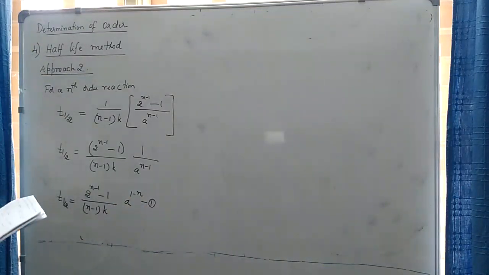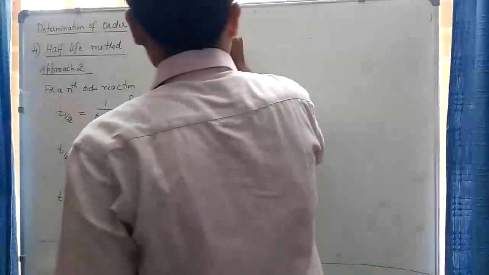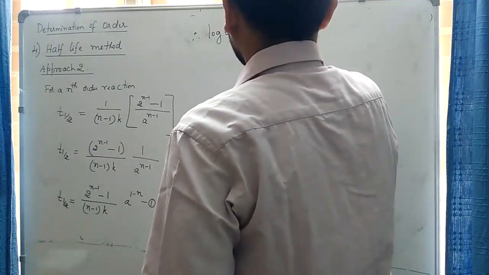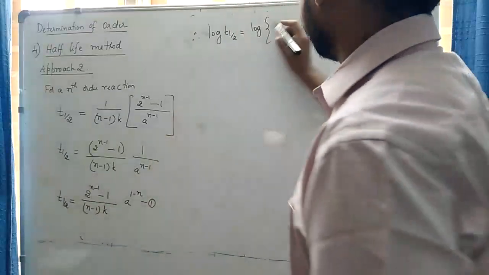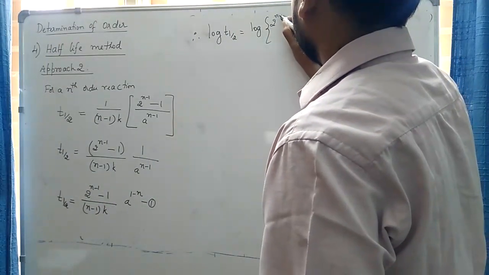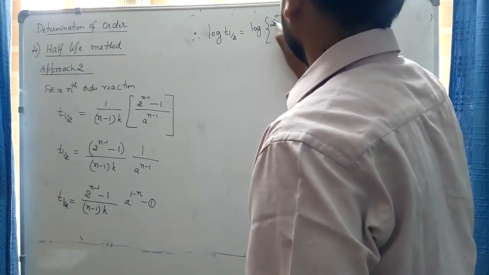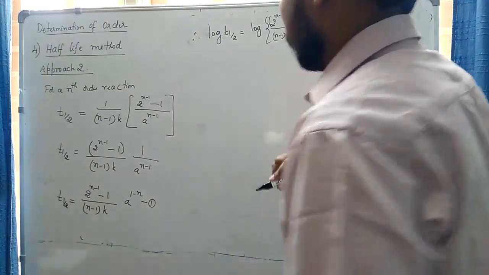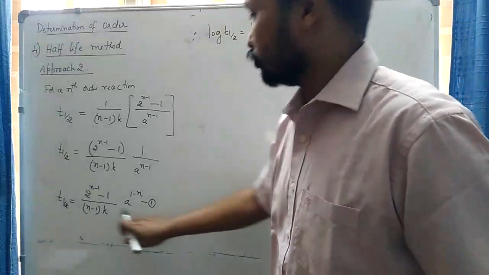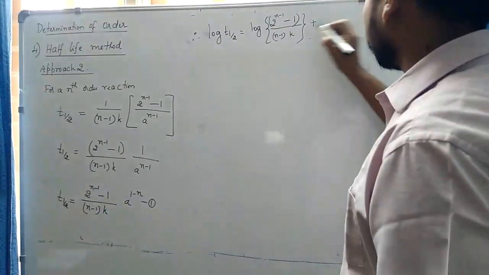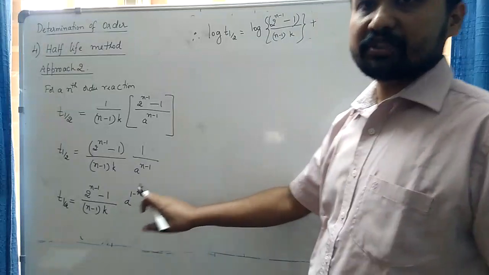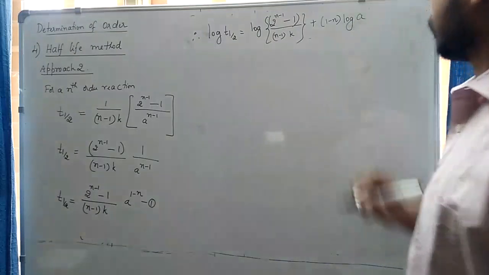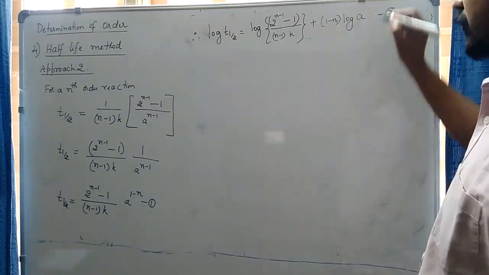Let me take logarithm on both these sides. You get, therefore, log of T half is equal to log of, all these terms I will write within the flower bracket, (2 to the power n minus 1 minus 1) divided by (n minus 1) into k, plus, because you have a into b, so log of a into b is log a plus log b, so plus, here I have log of a to the power x, which is x into log a, so we can write as (1 minus n) into log a. This is the logarithmic form of equation 1.